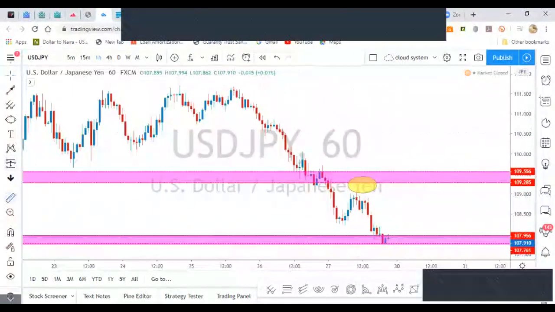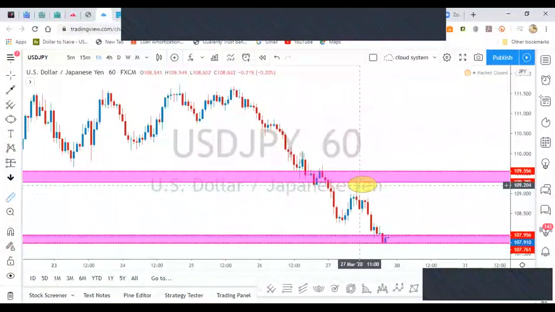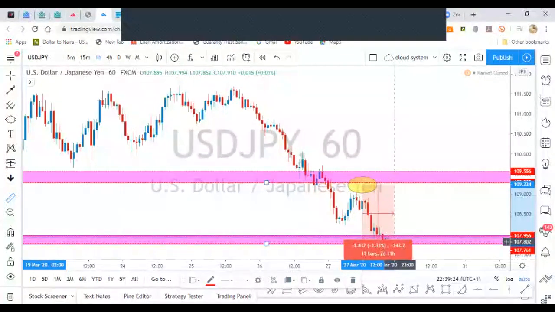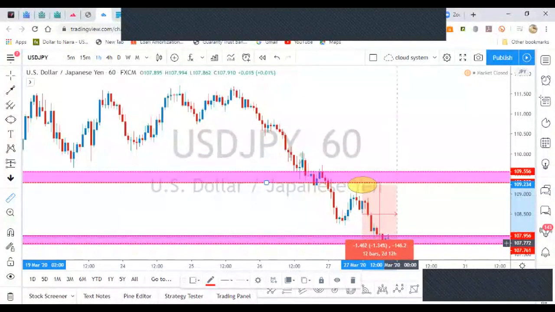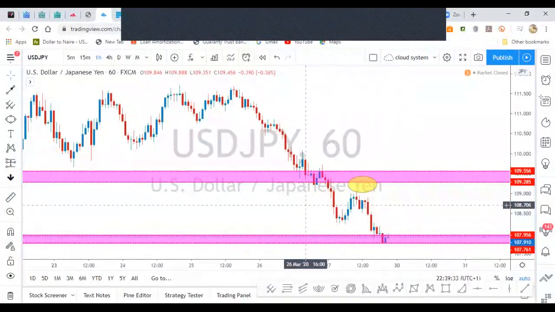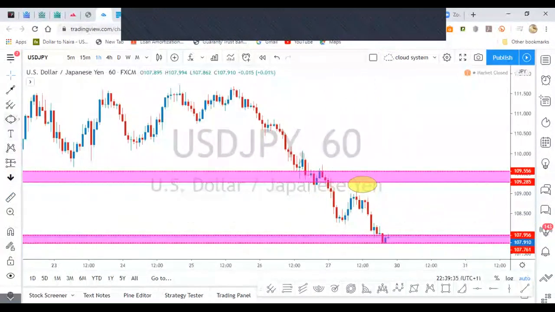So I gave out this trade. The entry was supposed to be here to this point where it was supposed to be like 141 pips. Unfortunately, it did not activate the sell limit. But I gave a hint to some people in my team.